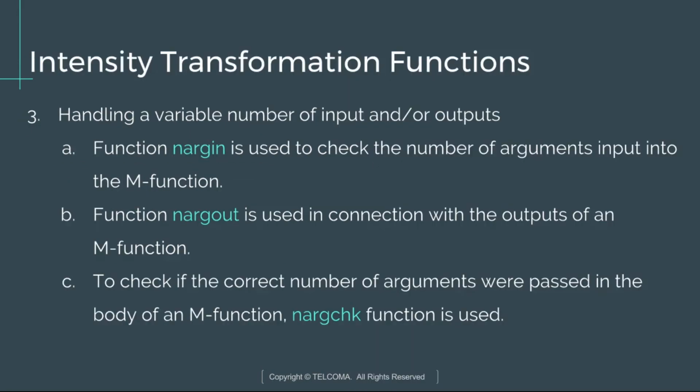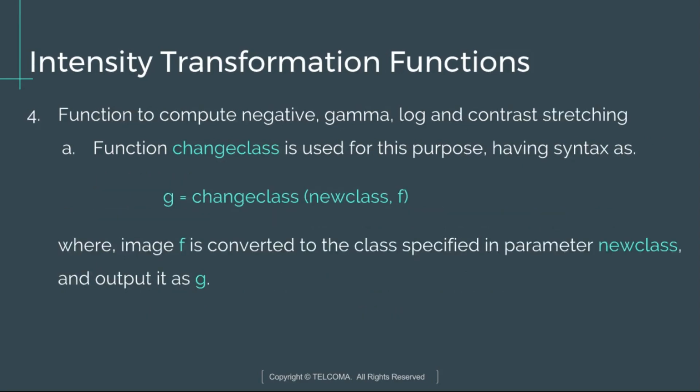Next is handling a variable number of inputs and or outputs. Function nargin is used to check the number of arguments input into the M-function. Function nargout is used in connection with the outputs of an M-function. To check if the correct number of arguments were passed in the body of an M-function, nargchk function is used.